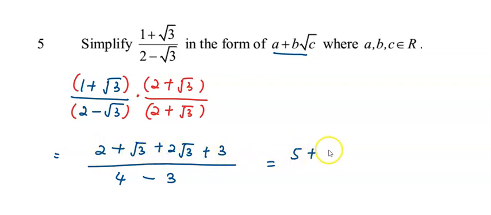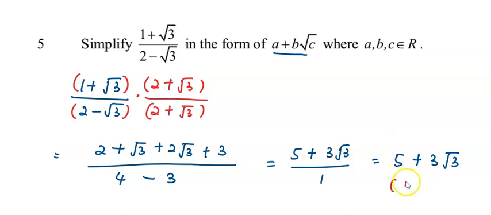Plus 3 surd 3. How do I do that? I will see this as my apple. 1 apple plus 2 apple will be 3 apple, where the apple represents the surd 3. Divided by 4 minus 3, that is 1. Simplified, you got 5 plus 3 surd 3, which is in the form of a plus b surd c, where a equals 5, b equals 3, and c equals 3.